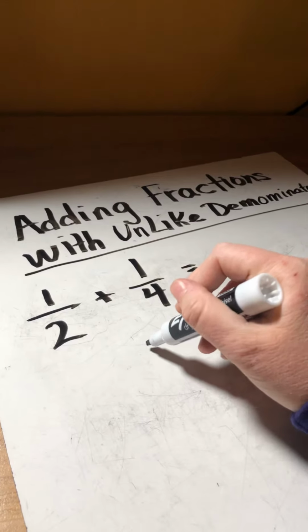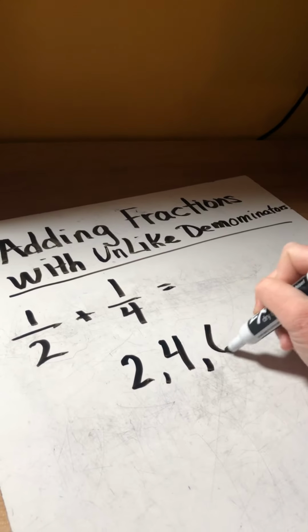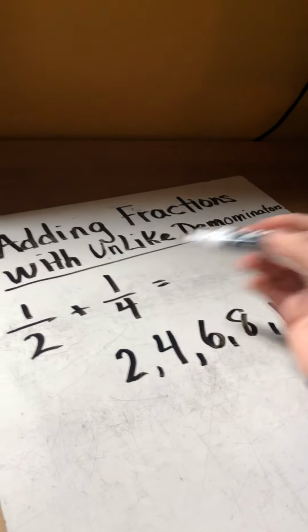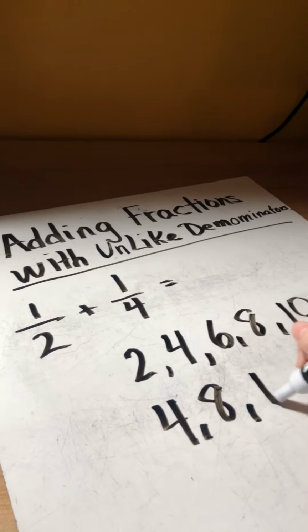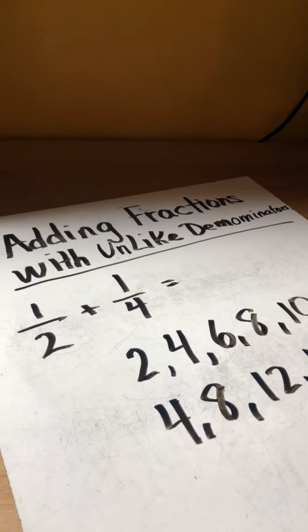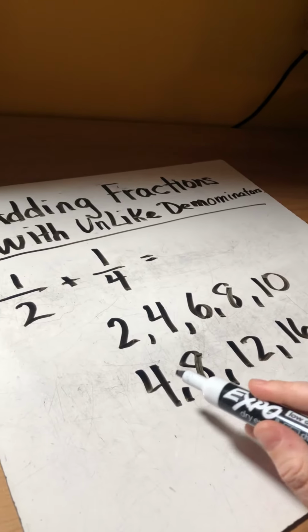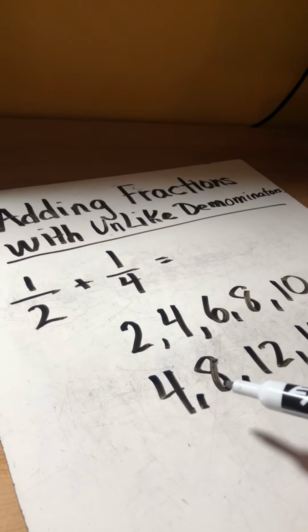the same. So let's do the factors of 2, which would be 2, 4, 6, 8, 10. All right, so let's do the factors of 4. That would be 4, 8, 12, 16, 20. So by looking at our list, we're going to find the least common factor, which means the smallest number that both of them can go into.